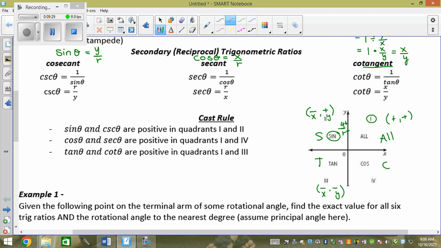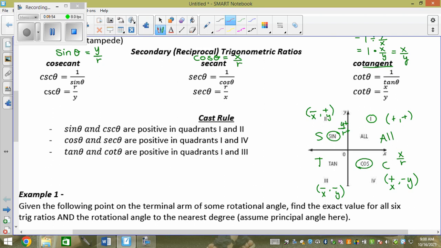So yeah, we have these fun acronyms, CAST, or all students take calculus. But reality says you should be able to reason through the trig ratios which are going to be positive and which are going to be negative. And here we have a positive x and a negative y. So cos is positive. Yeah, because cos is x over r. R is always positive and my x is positive in this spot.